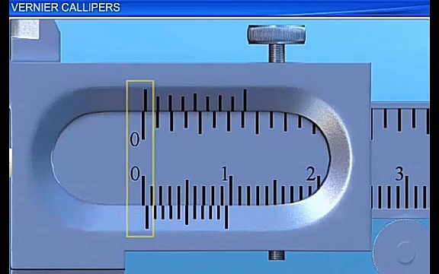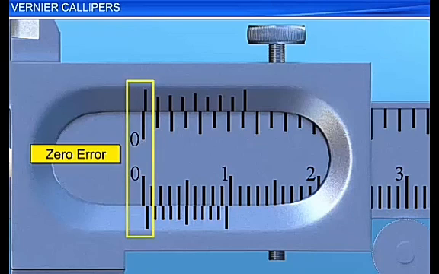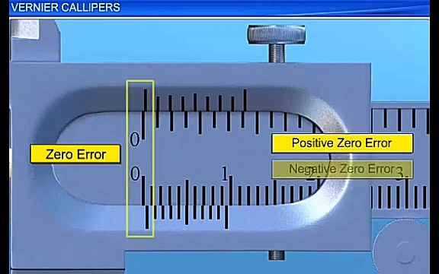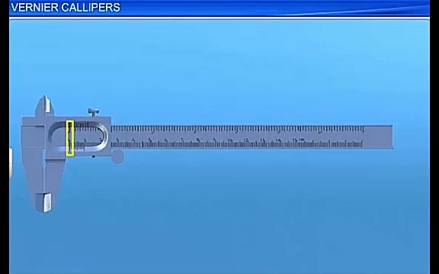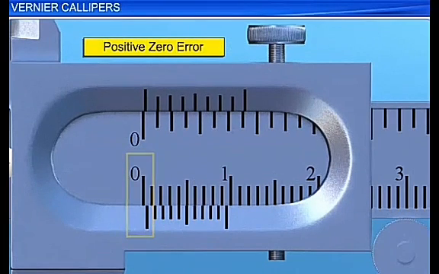If the 0 on the main scale does not coincide with the 0 on the vernier scale, then the vernier calipers is said to have zero error. There are two types of zero errors. They are positive zero error and negative zero error. With the two external jaws in contact, if the 0 of the vernier scale is on the right side of the 0 of the main scale, then the zero error is said to be positive. The error is equal to the distance between the main scale 0 and the vernier scale 0.